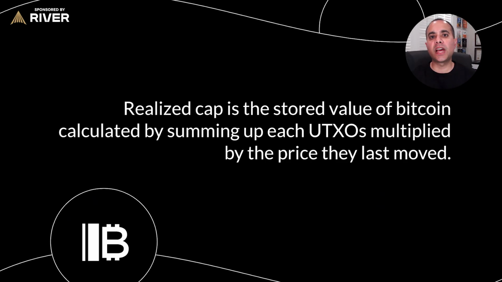Now, here's a definition I like. Realized cap is the stored value of Bitcoin, calculated by summing up each UTXO multiplied by the price they last moved. So it's stored value because the storage of value happens when the Bitcoin is moved on chain.